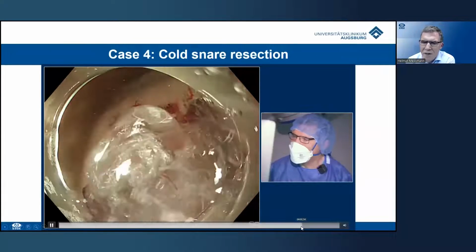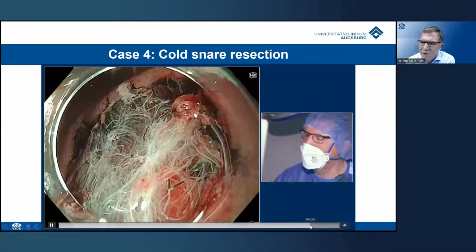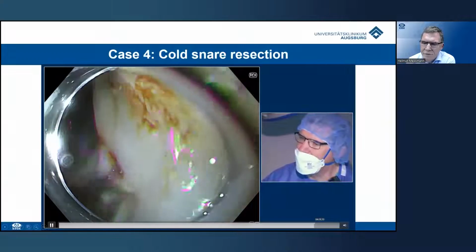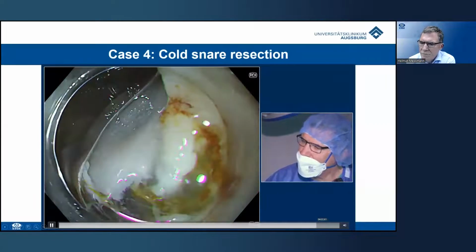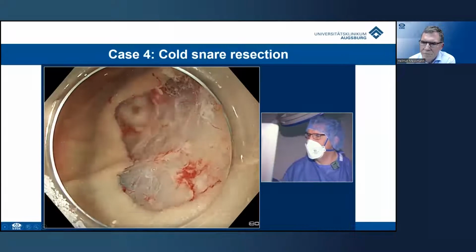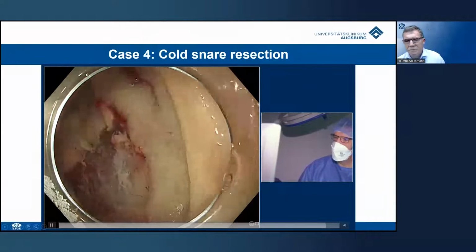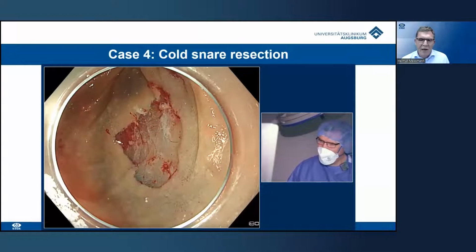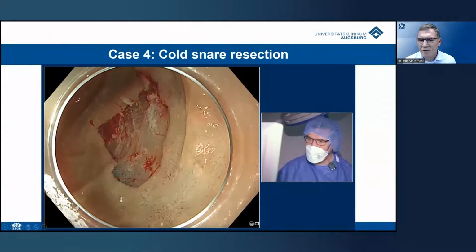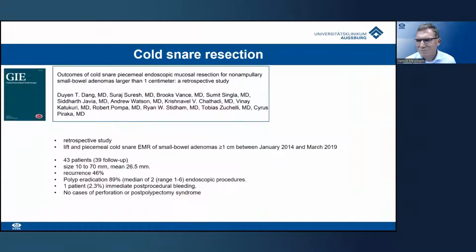And now at the end you see it's very nice how the eye picks up vessels in the deep submucosa. 2 centimeters, resected now in 4 pieces. And again, we can discuss whether closure is necessary or not.